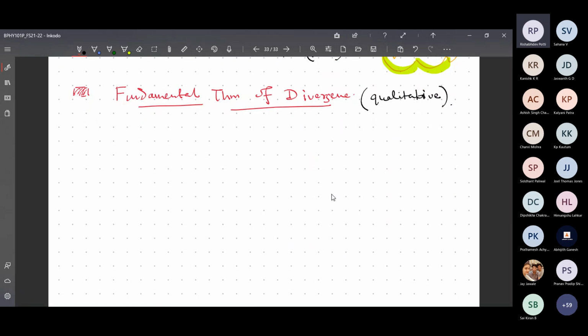So, the fundamental theorem of the divergence. What you are going to say? I'll write it in both formats. Divergence of a vector field.